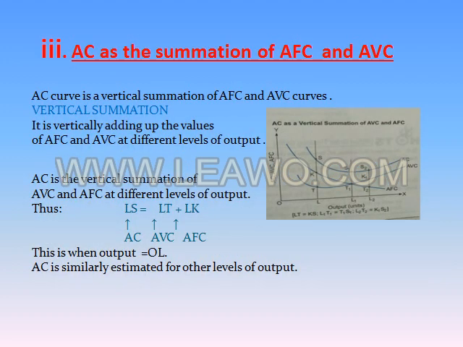AC is a summation of AFC and AVC. The AC curve is a vertical summation of AFC and AVC curves. It is vertically adding up the values of AFC and AVC at different levels of output. This is when output is equal to OL. AC is similarly estimated for other levels of output.